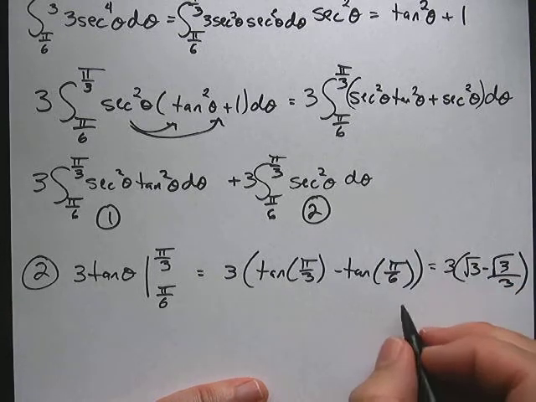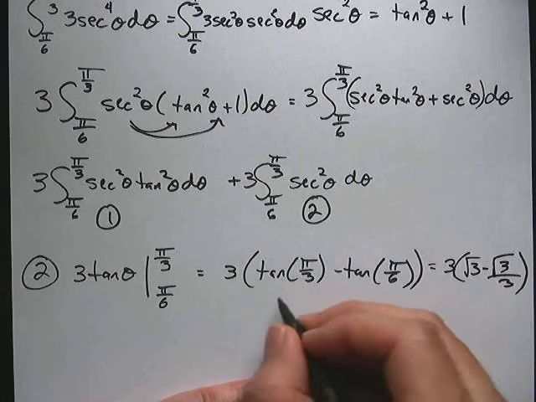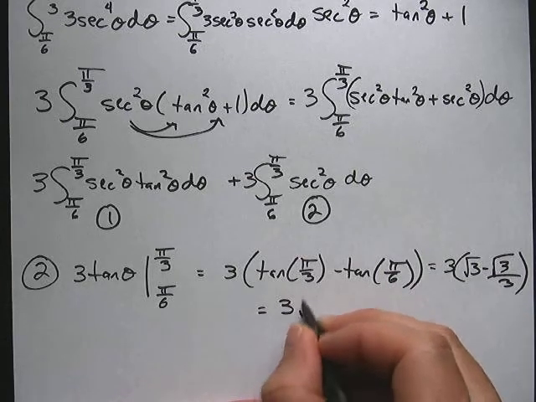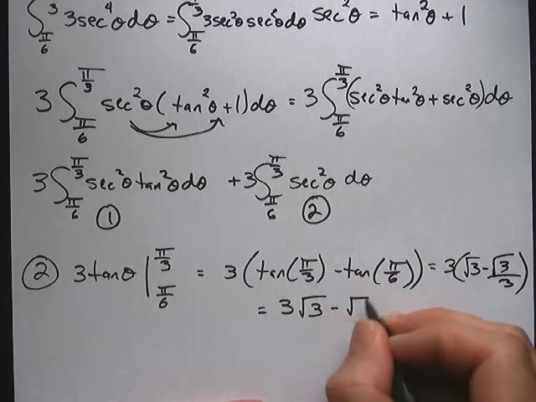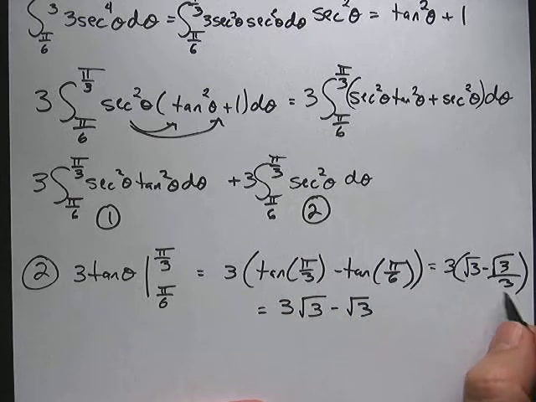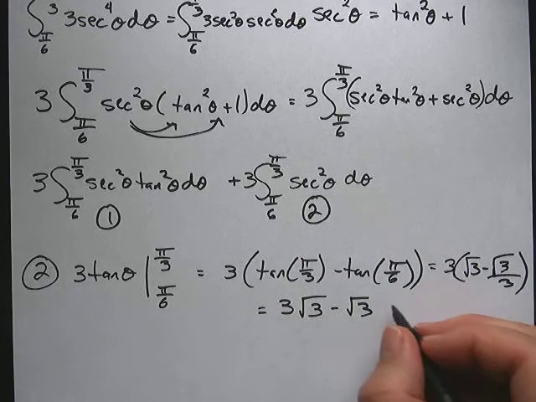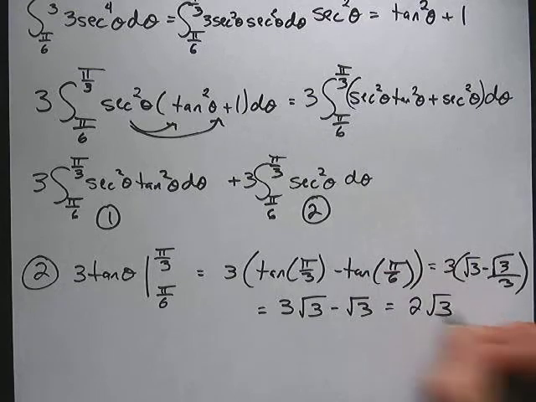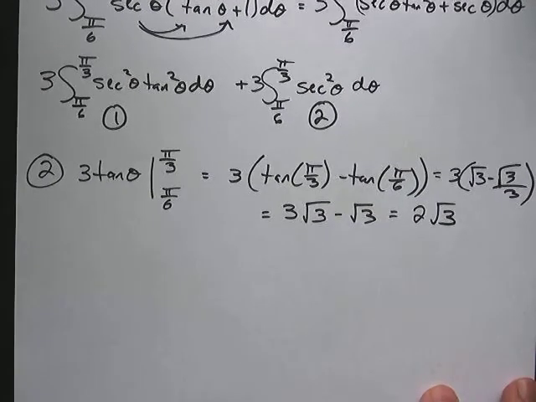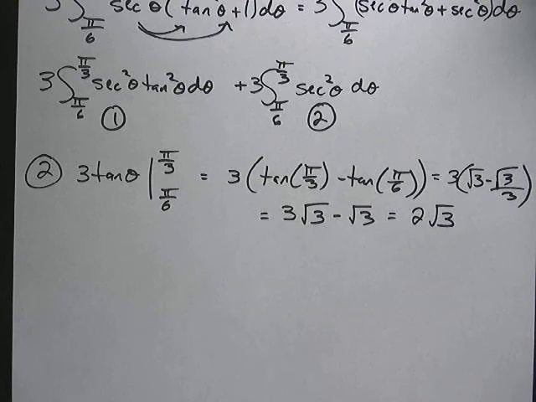Okay, we distribute that and we get 3 root 3 minus root 3 because the second one has a 3 in the denominator, so it cancels. Okay, so all in all that becomes 2 root 3s. You have 3 of them minus 1 of them. Okay, so 2 root 3. That's the easy one. Okay, for the other one, the secant squared theta tangent squared theta, we're going to have to use a u substitution.